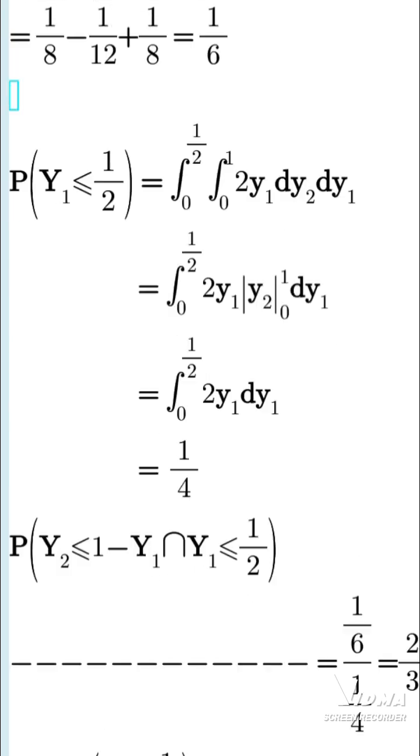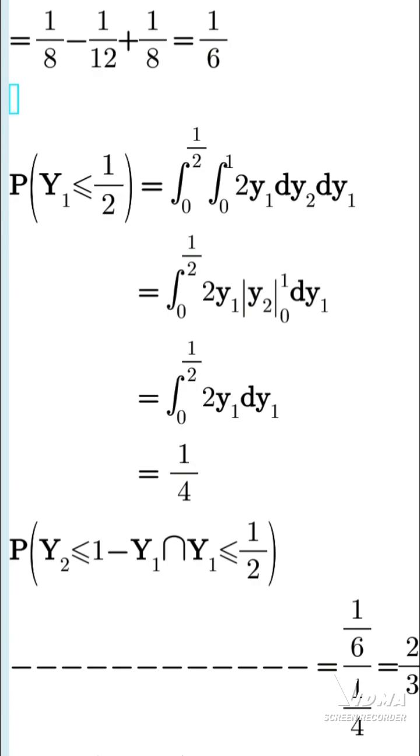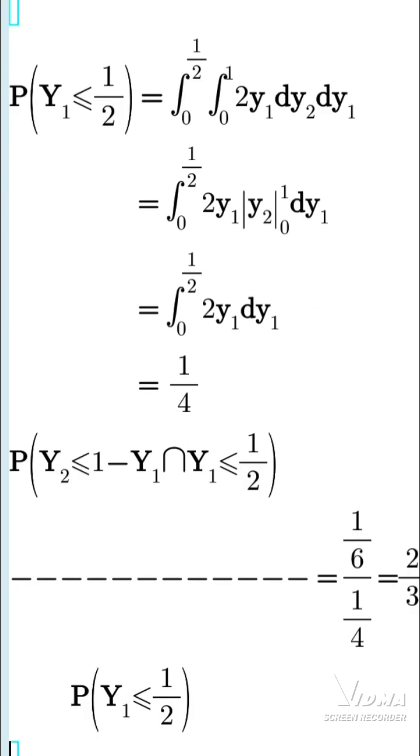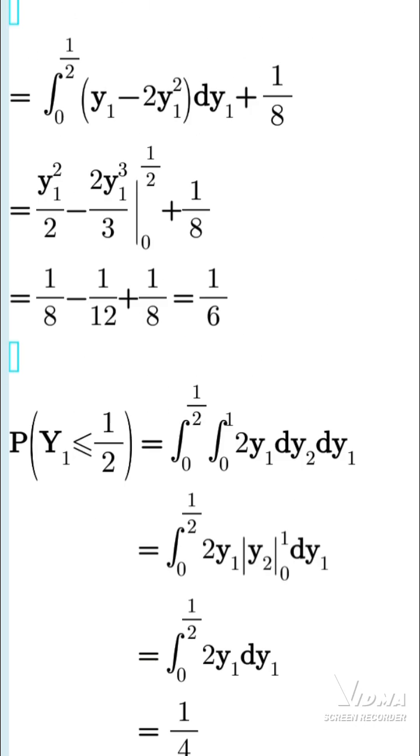Now this other part, recall that y2 less than 1 minus y1 intersection y1 less than 1 over 2 is 1 over 6. So when you apply the formula of the conditional probability, we have our final answer to be 2 over 3. So that is all for this video.